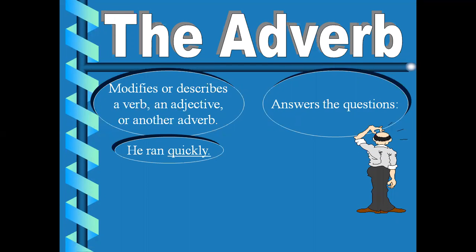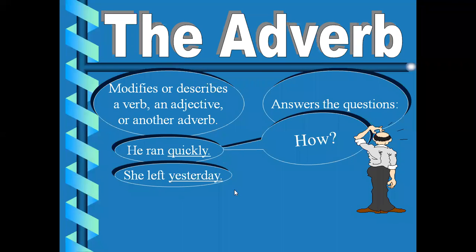Answer the questions. He ran quickly. So the word quickly here is an adverb because it answers the question word how. How did he run? Your answer will be quickly. So quickly here is an adverb because it answers the question word how. It describes the way or the method someone did something. He ran quickly.